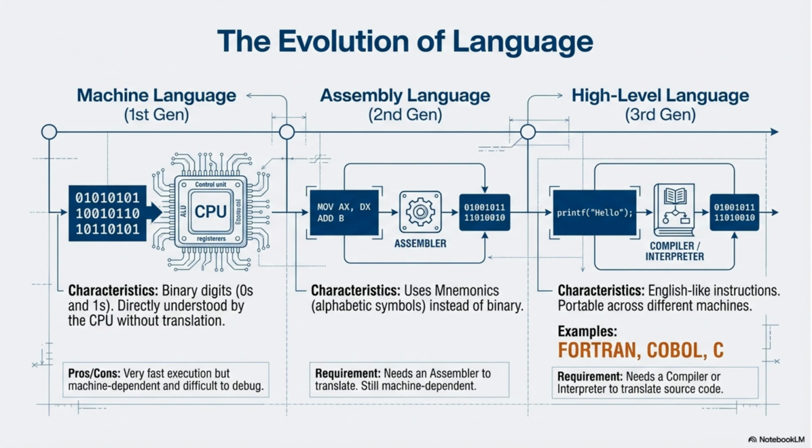First-generation machine language is fast but machine-dependent. Second-generation assembly language uses mnemonics, but still requires translation. Third-generation high-level languages like C use English-like instructions, offering portability and easier debugging.